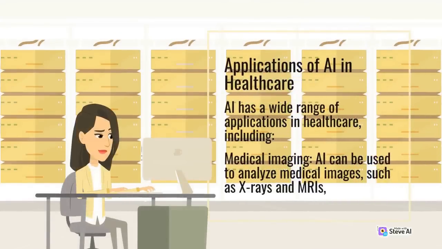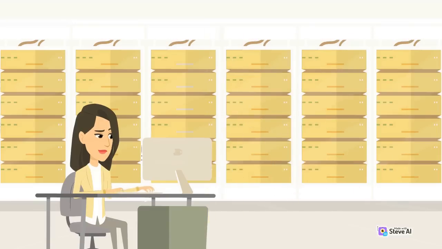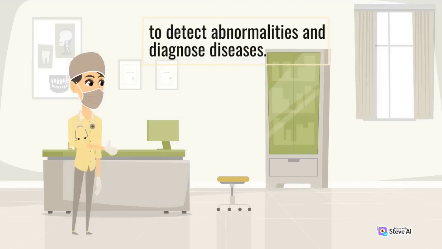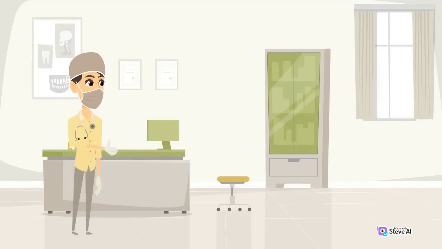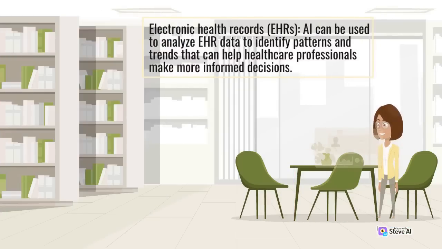Applications of AI in healthcare. AI has a wide range of applications in healthcare, including medical imaging. AI can be used to analyze medical images, such as X-rays and MRIs, to detect abnormalities and diagnose diseases. Electronic health records, EHRs. AI can be used to analyze EHR data to identify patterns and trends that can help healthcare professionals make more informed decisions.